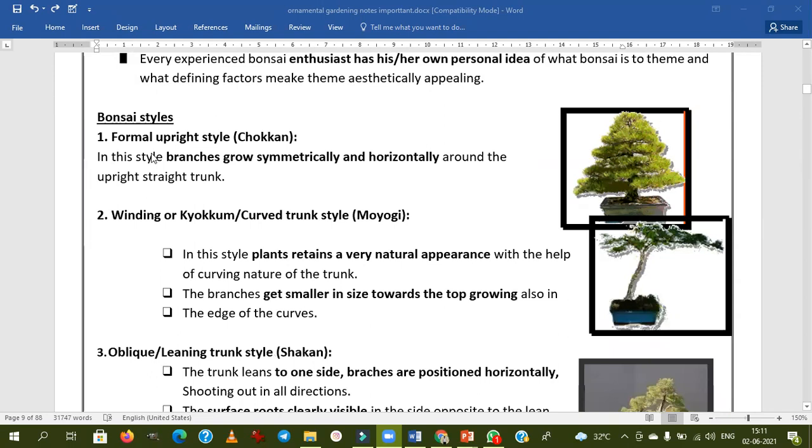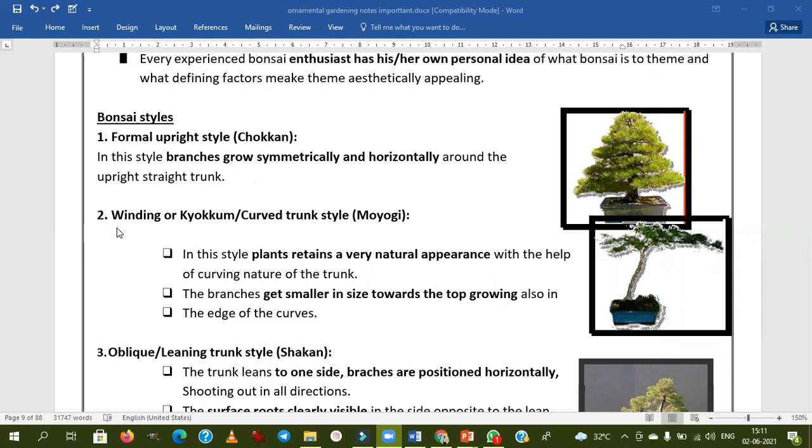Among the bonsai styles, one is the formal upright type. This is also called chokan. The formal upright type or chokan. Basically the branches are symmetrical or horizontal in nature. You observe in this picture, the branches are symmetrical in nature. This is the formal upright style of bonsai.